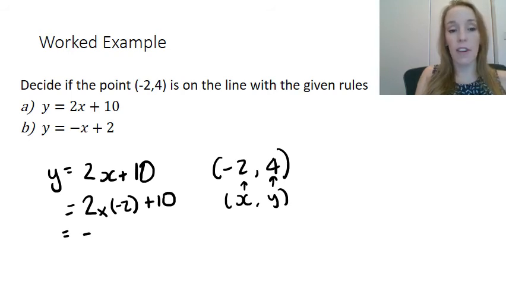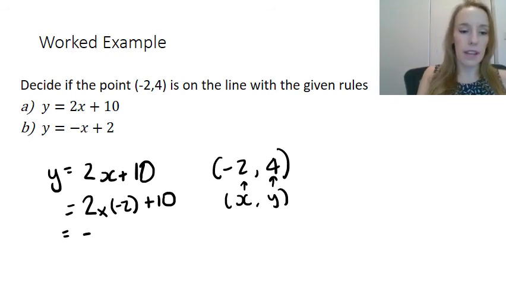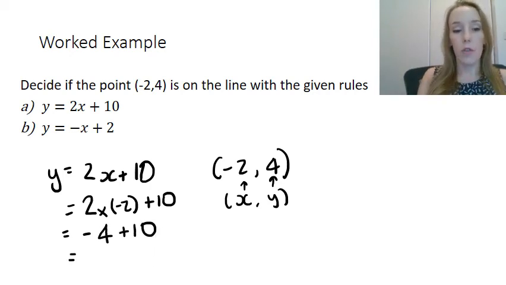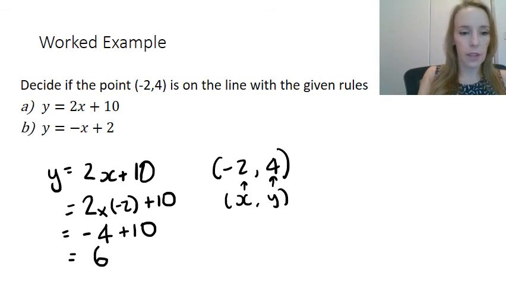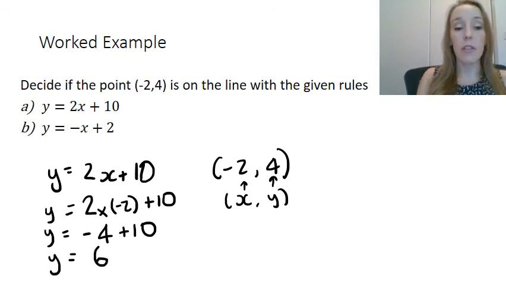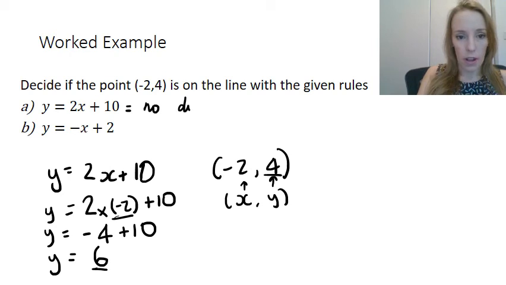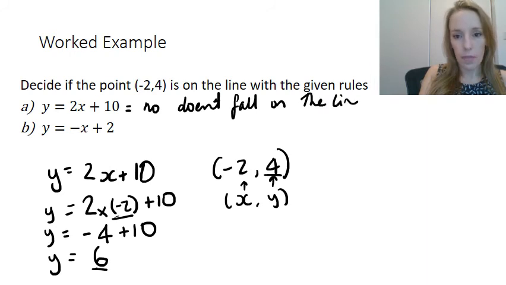2 times negative 2 is going to give a negative number. 2 times negative 2 is going to give us negative 4 plus 10. Negative 4 plus 10 will give us 6. So that's saying that if x equals negative 2, according to this rule, y should equal 6. But our given point has y equal 4, so that means it doesn't fall on the line. So no, it doesn't fall on the line.